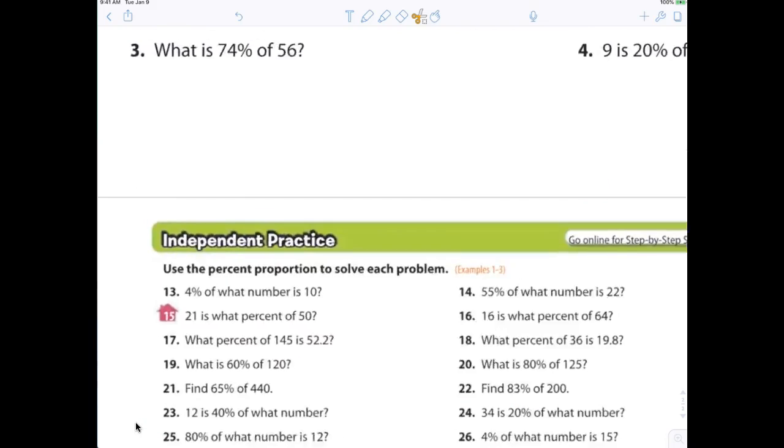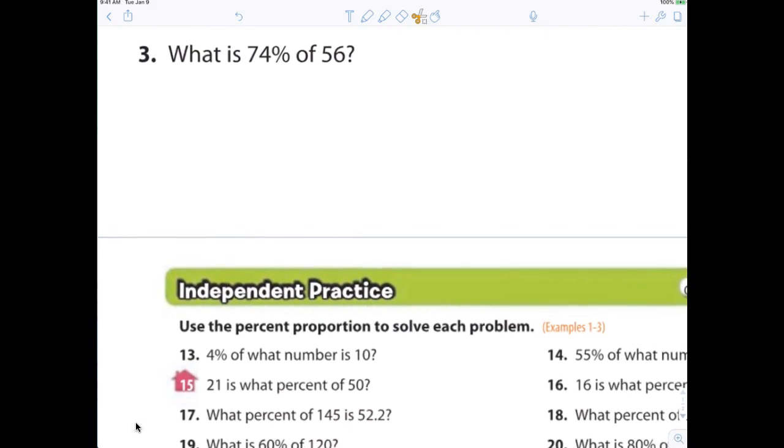Now, here's what we have. What is 74% of 56? Chloe, how do I set this up? 74 over 56. Wait a minute, wait a minute, wait a minute. Listen to me carefully. Oh, I know. Let her think, please.